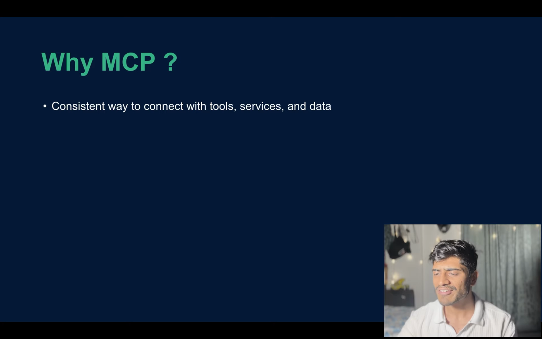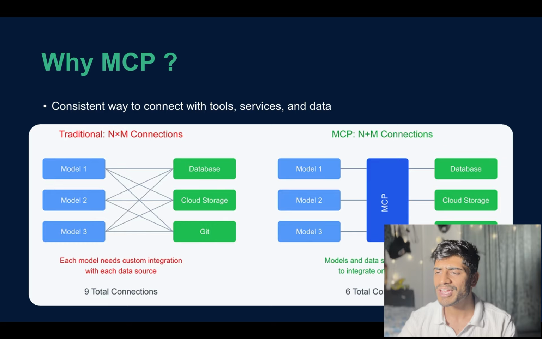Now, if I try to illustrate this with the help of this diagram, here you can see that for every tool that we have, on the left side, for example, database, cloud storage, or Git, and for every model that you have, for example, GPT, Claude, or Gemini model, you have to write that number of integrations, right? So in this particular example, if you have three models and three sources, three tools, you have to write nine integrations, because for each model, you will write a separate integration, right?